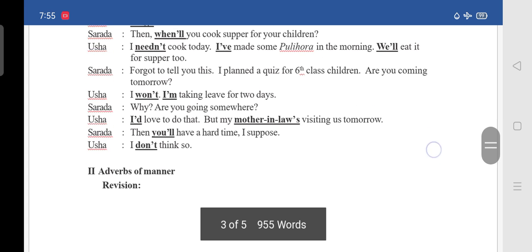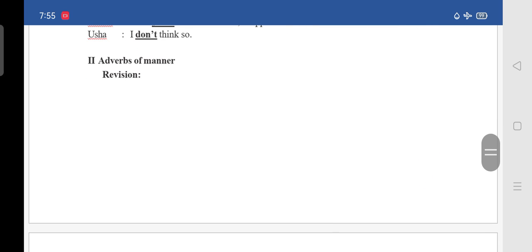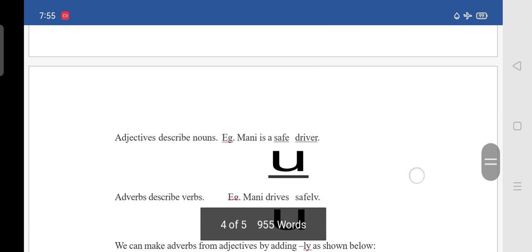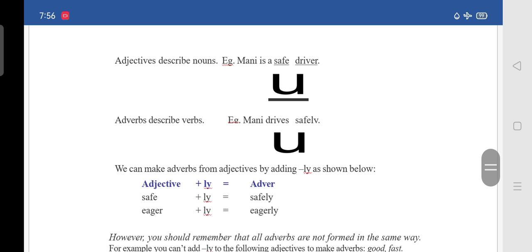Moving to Roman number 2, adverbs of manner. In that revision, adjectives describe nouns. Example: Money is a safe driver. Adjectives, what are they saying? Adjectives describe nouns. So for example, what they have given: Money is a safe driver. Whereas adverbs describe verbs: Money drives safely.